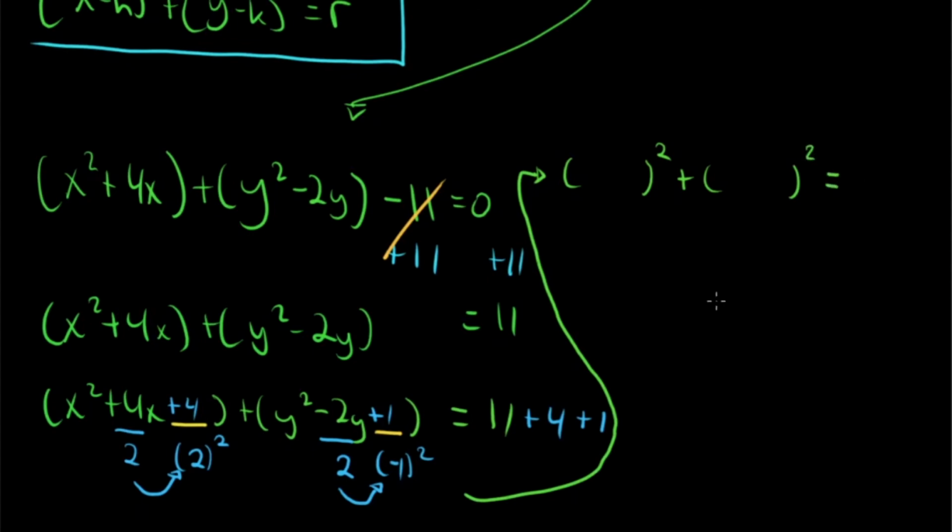Pero mas madaling i-simplify muna natin yung right side kung nasaan lahat ng constants natin. Kasi kung makikita, we have here 11 plus 4, that will give us 15, plus 1, that is 16. So sigurado na tayong may constant tayong 16 on the right side.